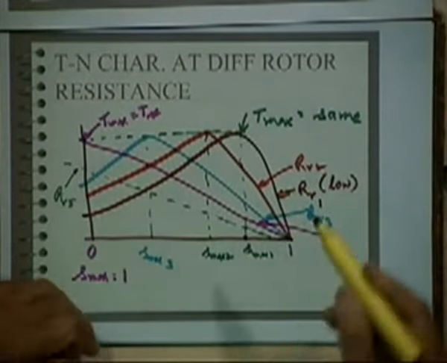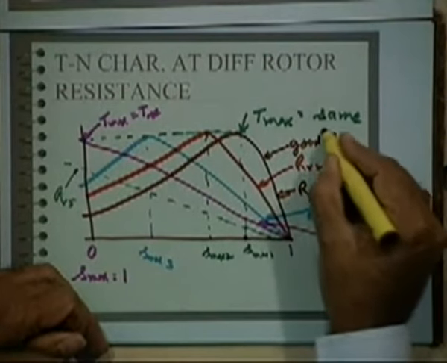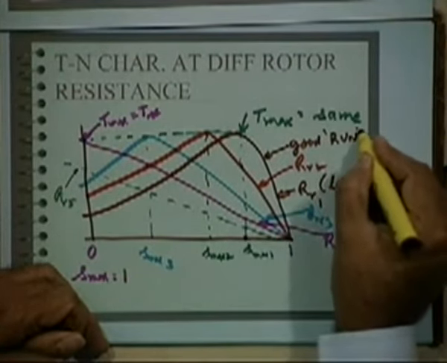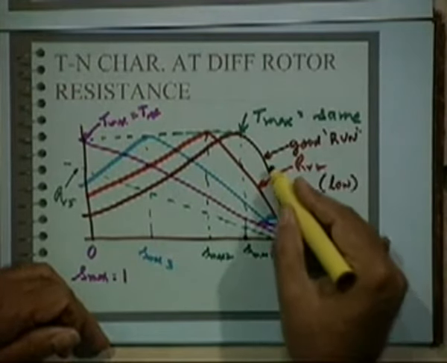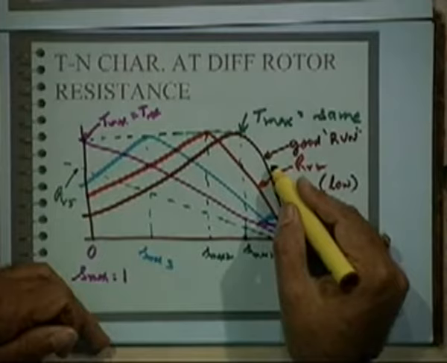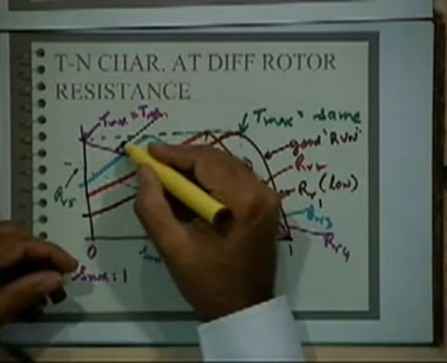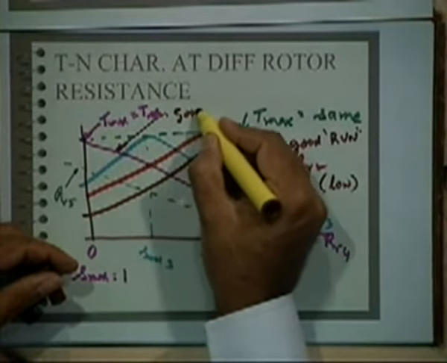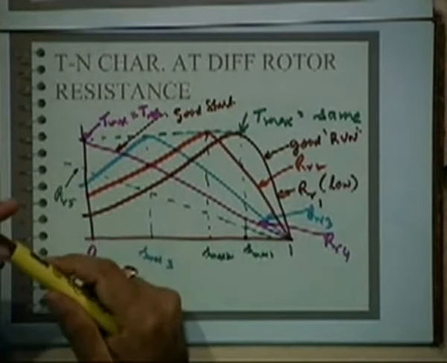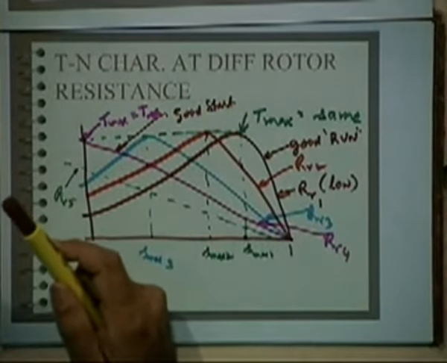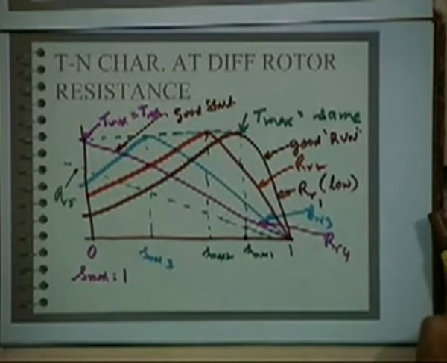Okay. So this characteristic is a good run performance. Low slip, low rotor resistance, a good run performance. This will be a good start. Therefore, high rotor resistance, good start; low rotor resistance, good run. But you want both. It must start well, and you must run well.